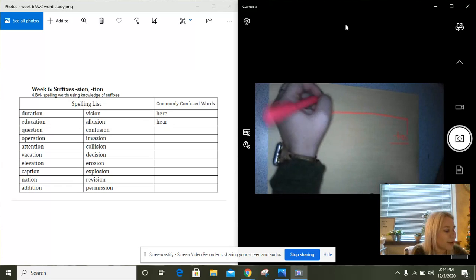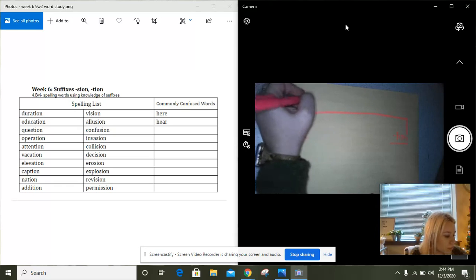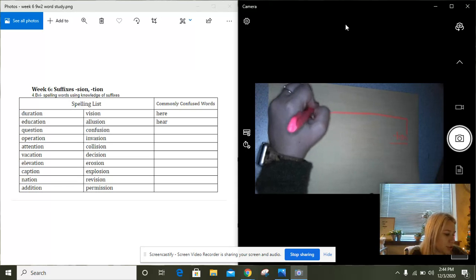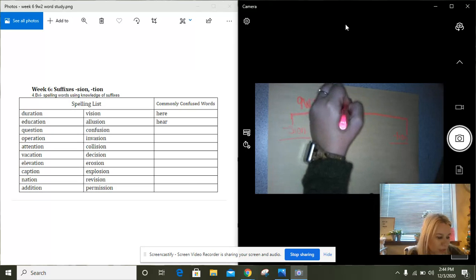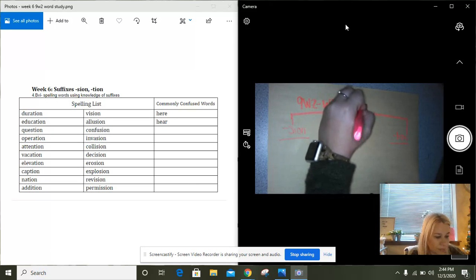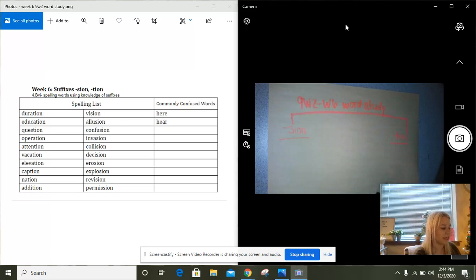So I'm going to put as the title of my classifying map, week 6 word study. And so we are doing SION and TION.